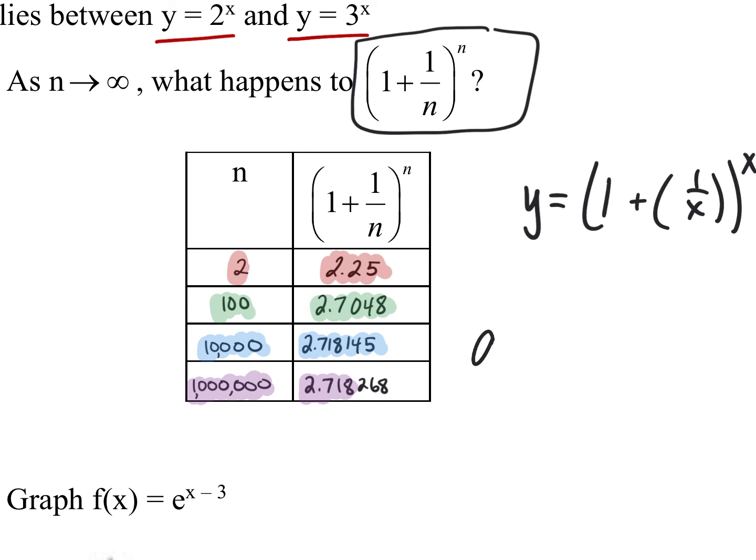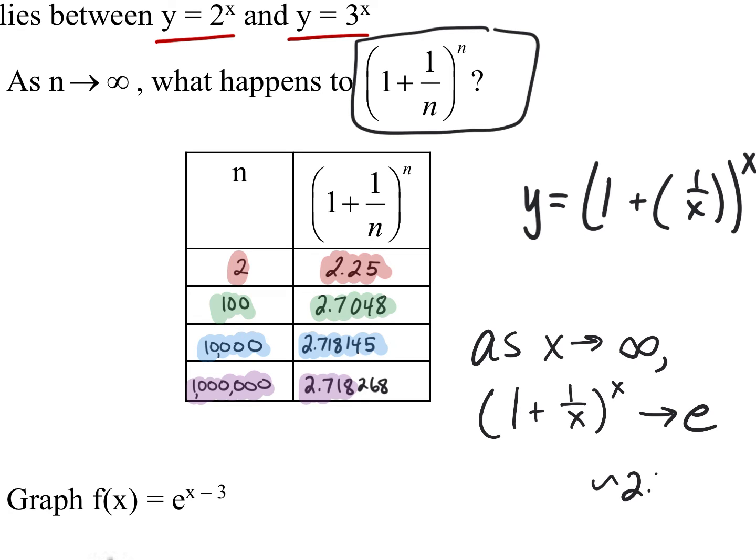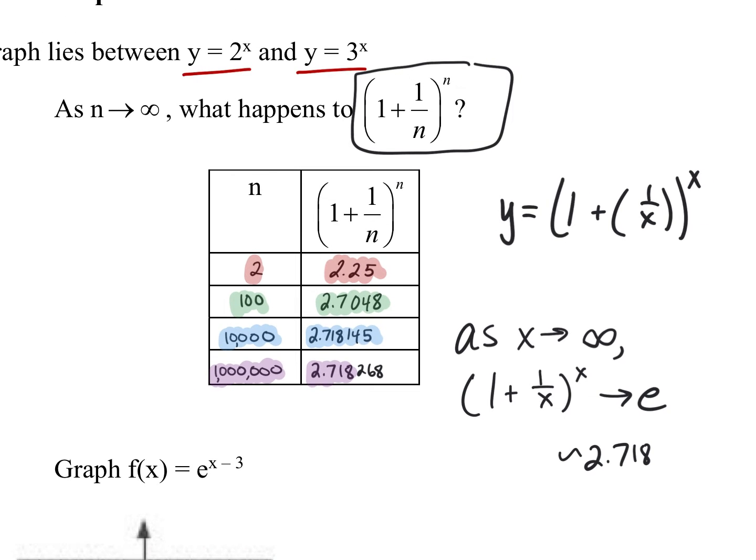As x approaches infinity, the quantity 1 plus 1 over x to the x power approaches the quantity e, which is approximately 2.718, as we can see from our table. This e is known as Euler's number. He was a famous mathematician, and we're going to use it quite extensively when we're dealing with exponents and logs, and again next year in calculus.